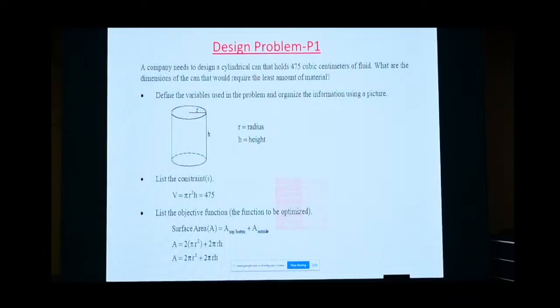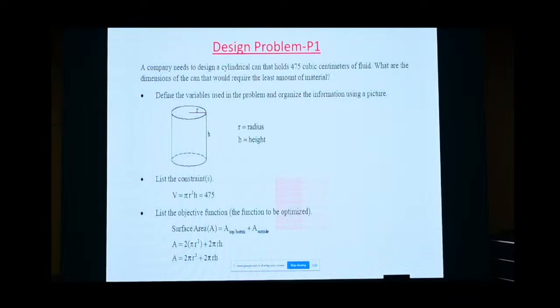Our search variables are r and h. What should be the radius? What should be the height? The surface area should be minimum. Plus there is one constraint: the can should hold 475 cubic centimeters of fluid. So whatever the r and h values may be, the volume should be equal to 475. Volume is pi r square h, so pi r square h should be equal to 475.